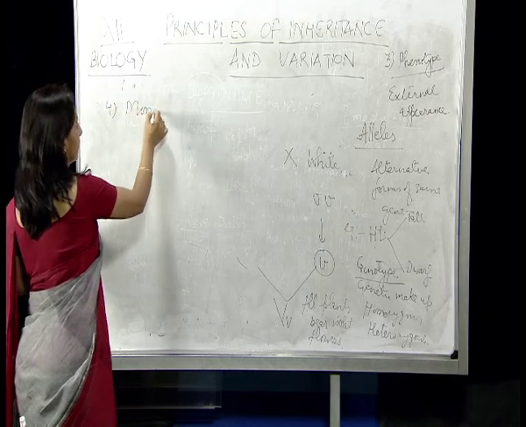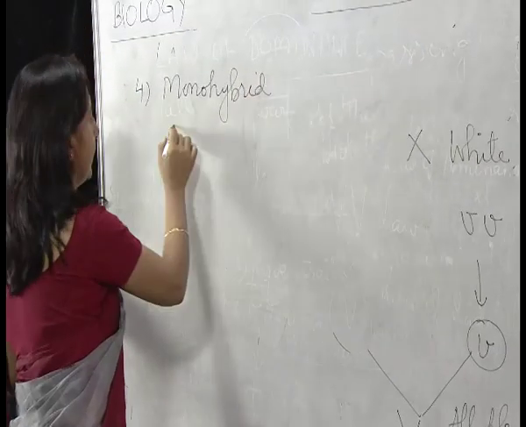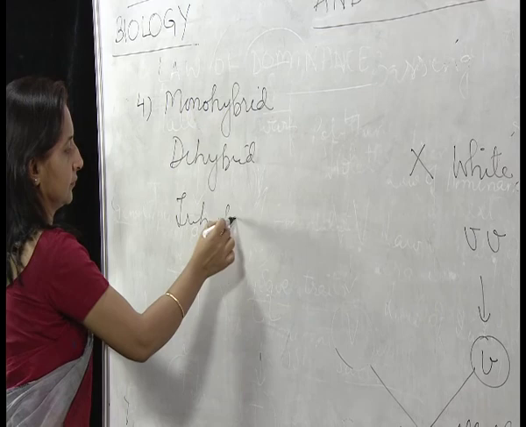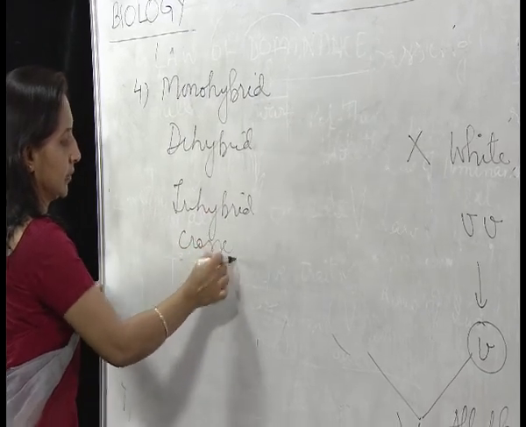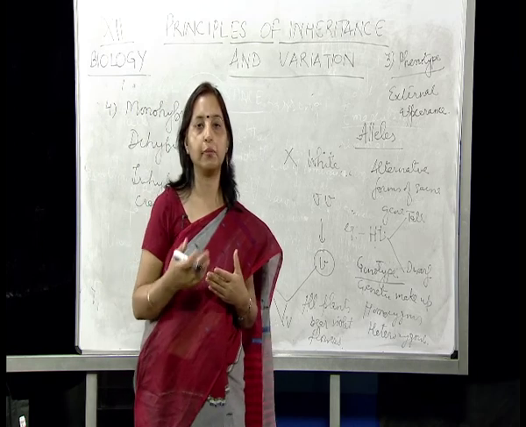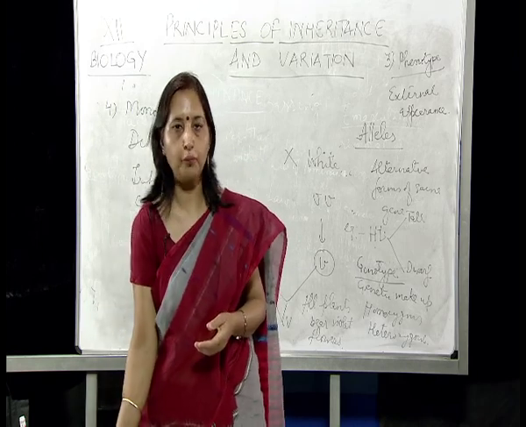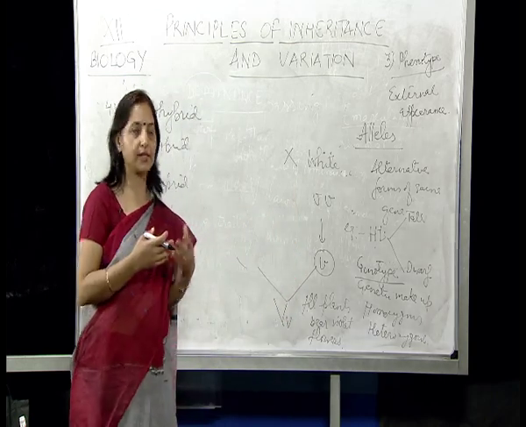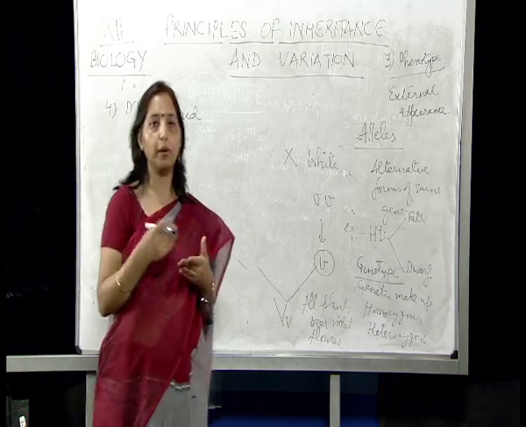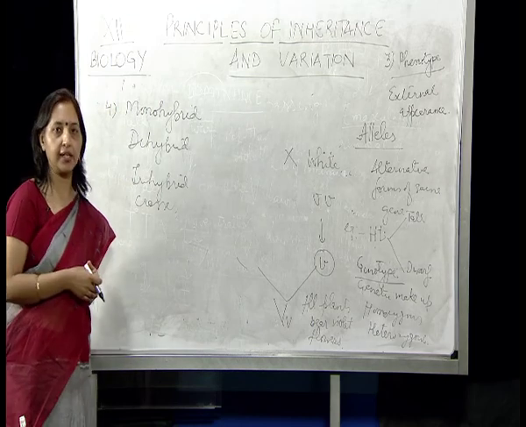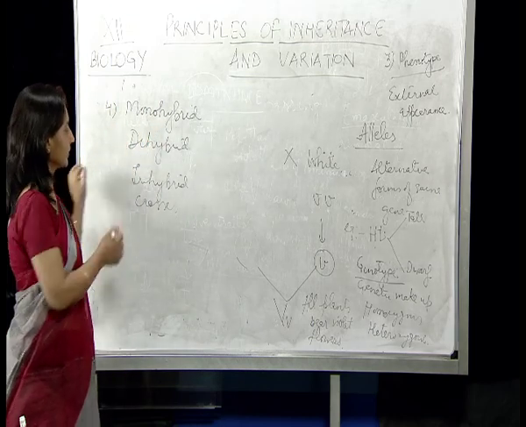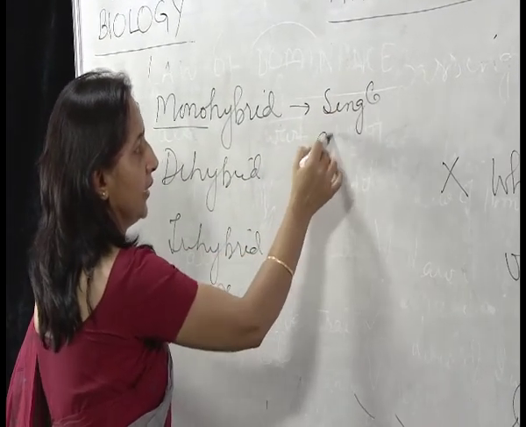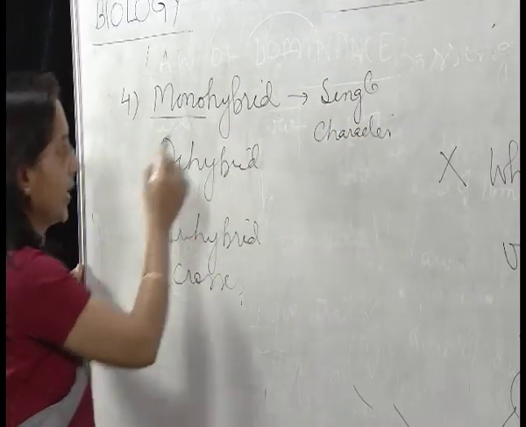Next is monohybrid, dihybrid, and trihybrid crosses. While studying the laws of inheritance, these terminologies are very, very important, and you will gradually come across these terminologies. If you don't know about these terminologies, you will not be able to understand the entire thing properly. Monohybrid means, mono means one. When we consider a single character during inheritance of an organism, that is known as monohybrid.